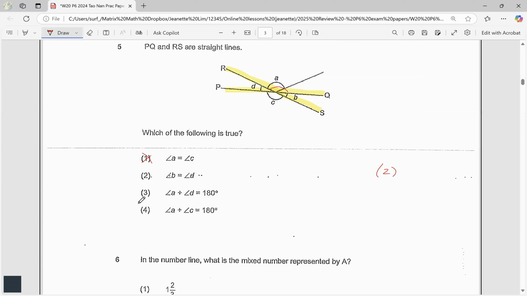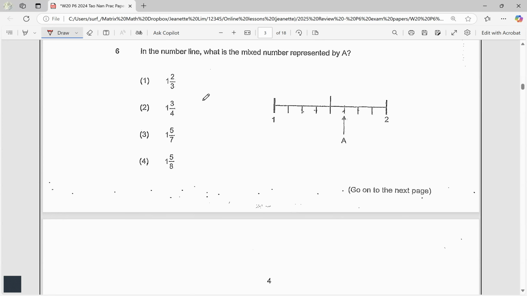Let's check 3 and 4 just to make sure. A and D equal 180? No, definitely not, because 180 has to be on a straight line. Then we have A and C equals 180. No, A is more than 90, C is more than 90. A and C will definitely be more than 180.